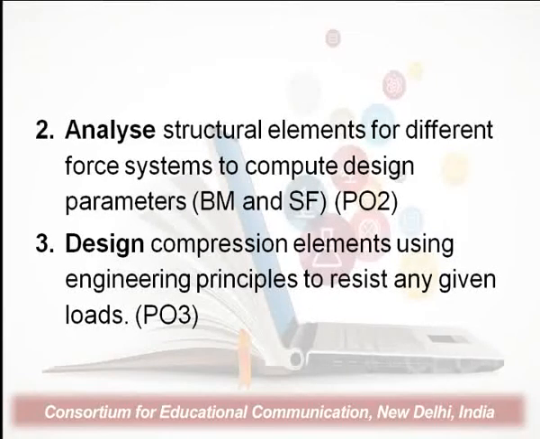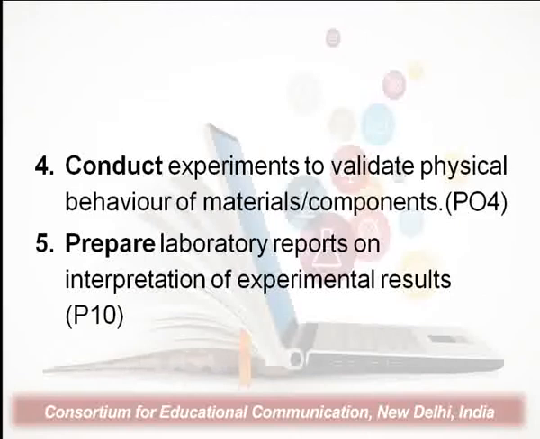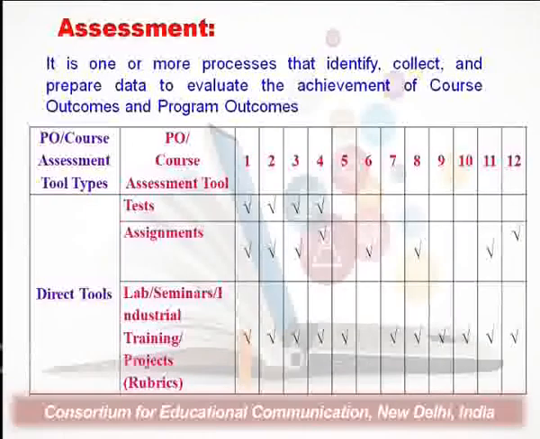Now, coming on to the second one, that is to analyze. Here the course outcome is to analyze the elements for different force systems to compute the design parameters, that is B1 and SF, that is PO2, the program outcome number 2. The third is to design the compression elements using engineering principles to resist any given loads, that is PO3. The next is to conduct experiments to validate the physical behavior of the material components, that is PO4. And the next is to prepare laboratory reports on the interpretation of the experiment results, that is PO10.